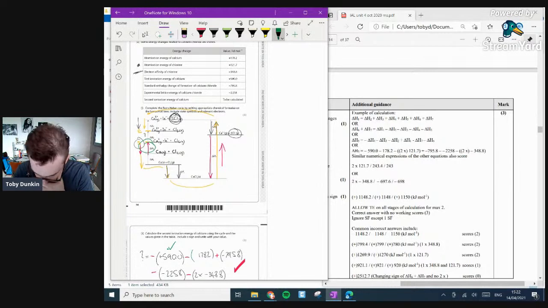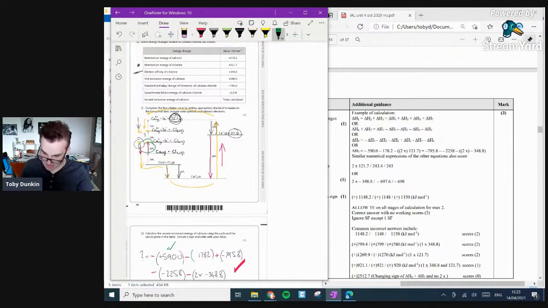Why are they saying it's negative? That's the difference. I'm going in the other direction. We're trying to find the second ionization energy. We are going upwards, which is always plus. Should it not be plus 590?